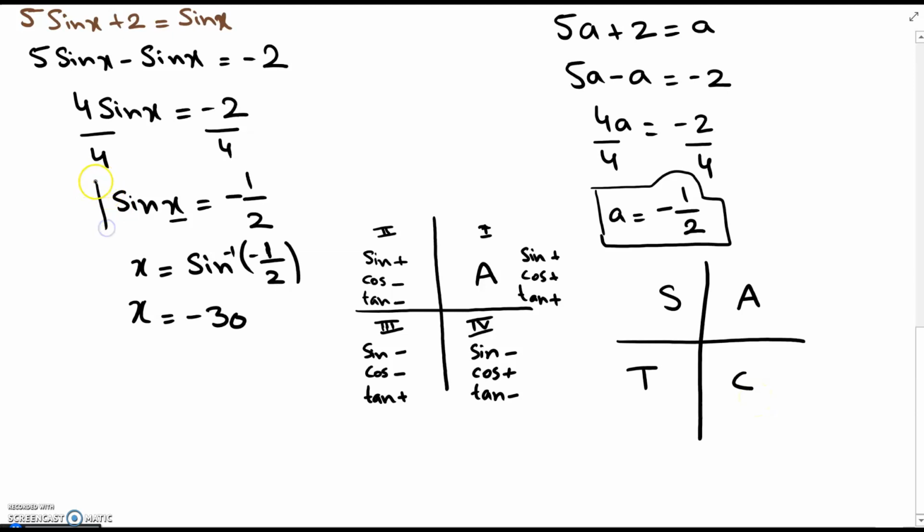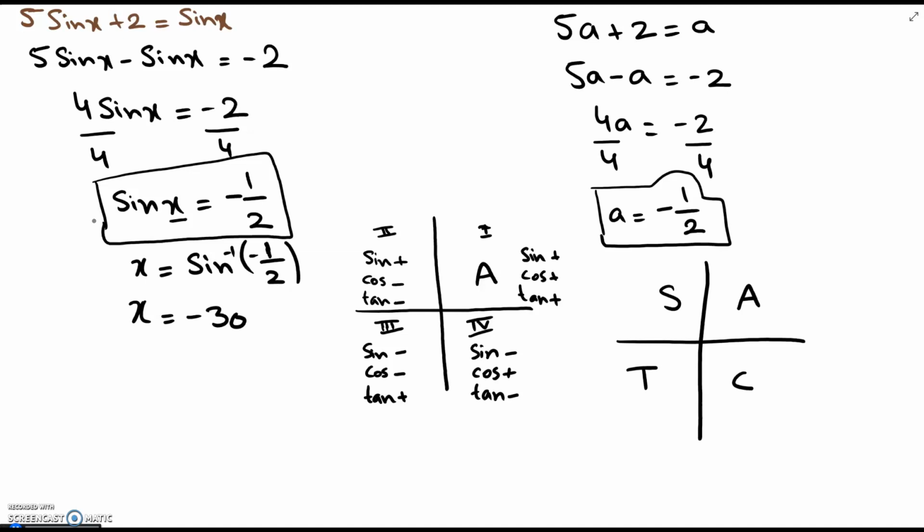Now look over here. Sine x is negative 1 over 2, right? When you reach this point, it means the value of x is going to be in which quadrant? Where the sign is negative. Now you can see that sine is negative in the third quadrant and in the fourth quadrant, correct? The value you got is x equals negative 30. Now negative 30, if you ignore the negative for a second, then 30 is the value of the first quadrant, right?